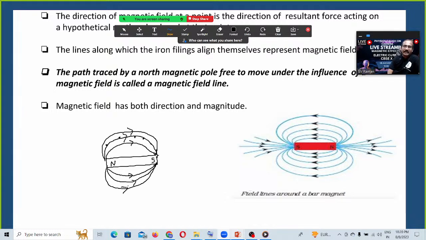The magnetic field lines are away from the north pole and towards the south pole. Away from the north pole and towards the south pole. So this is the way the magnetic field lines are forming. We can identify them through the magnetic compass needle.